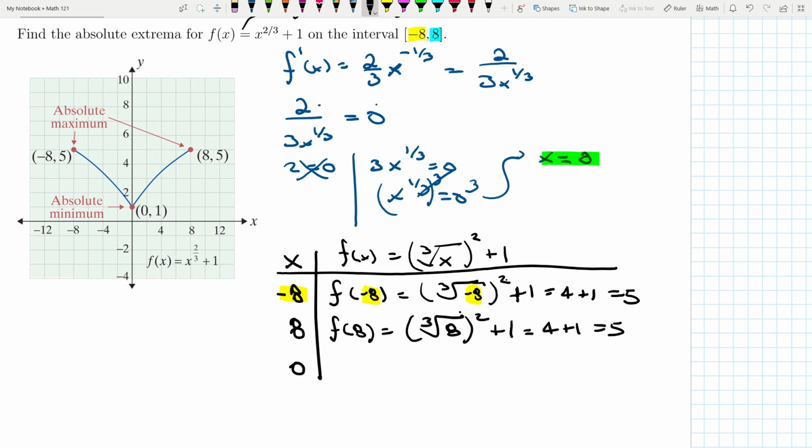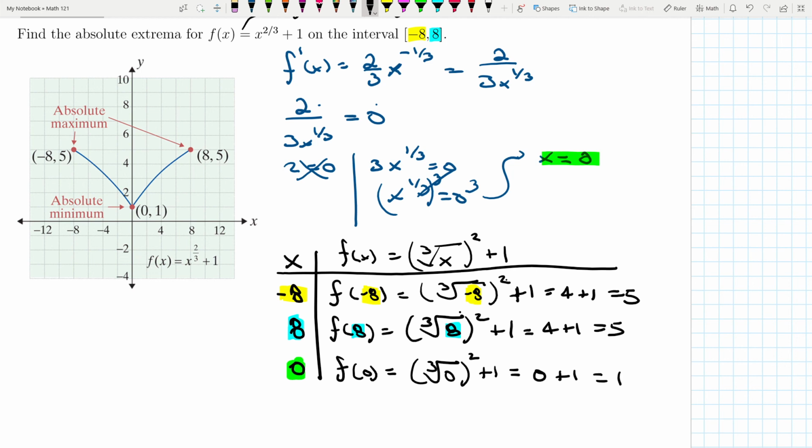And last but not least, let's do the one for the critical value, the only critical value, f of 0. That's the cube root of 0, squared, plus 1. The cube root of 0 is 0, squared is still 0, plus 1, that's 1.